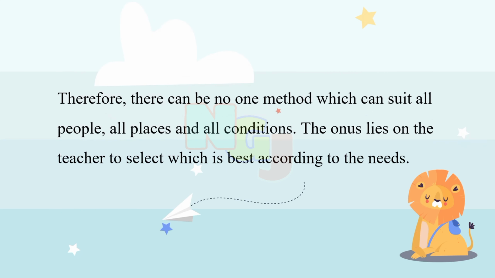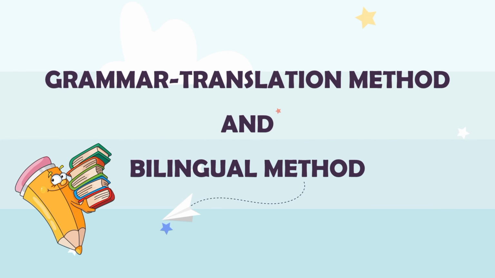So my dear students, there is no one method which can suit all people, all places and all conditions. The onus lies only on the teacher to select which is best according to the needs. So when you are going to teach English language, remember, based upon the factors and the particular circumstance, which method is appropriate to use in that particular situation. Hence, I believe that you have got a clear idea of what a grammar translation method is and what bilingual method of teaching English language is all about.